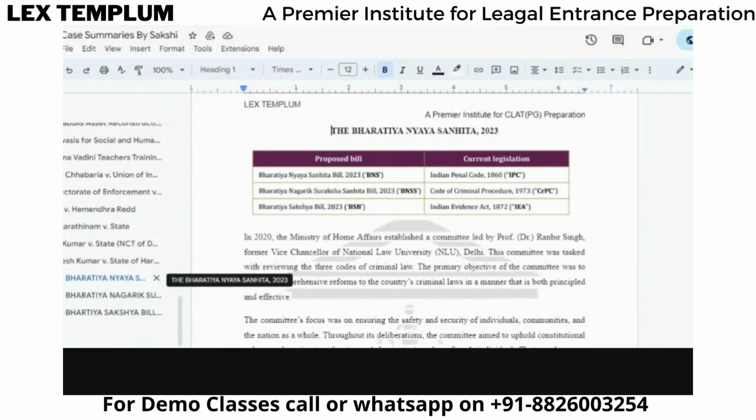So what I will discuss. First thing, IPC, the most important one, you will find that some of the new offenses are being included. So the ingredients of those offenses, what is the nature of those offenses, that becomes important. CRPC becomes important with respect to what all the provisions of the cases have been incorporated.